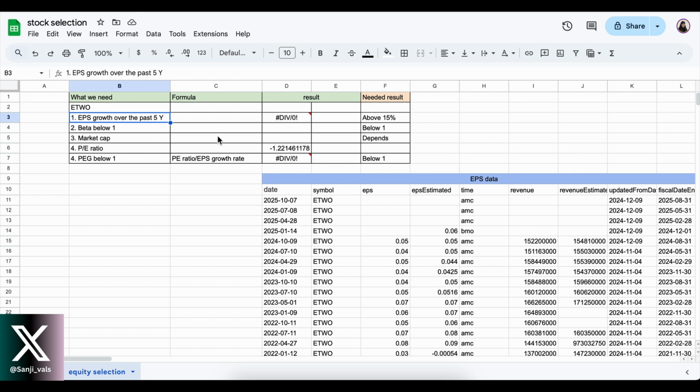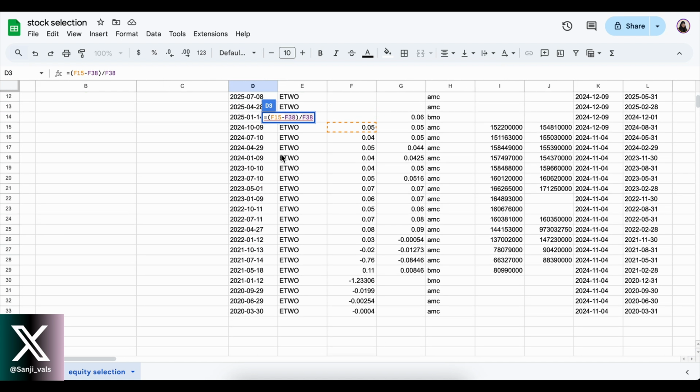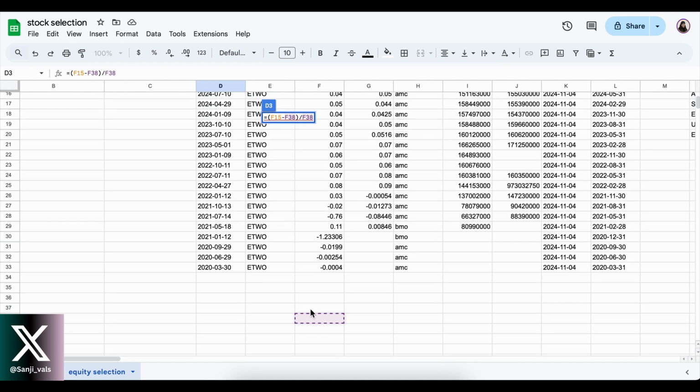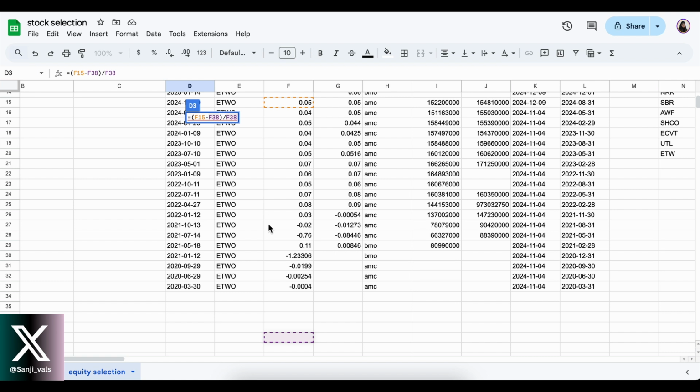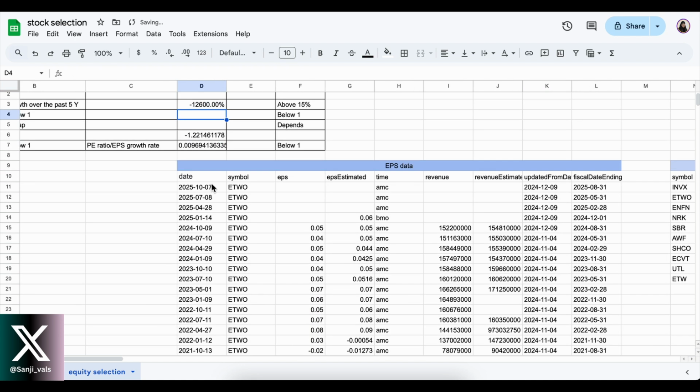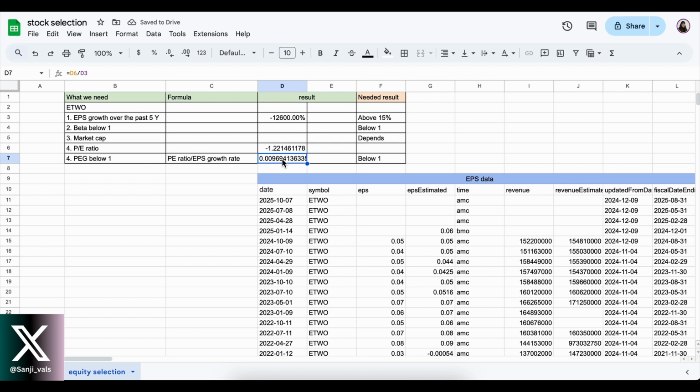Oh, it's not fetching the data. Let's see why. Yeah, because it doesn't have the EPS history that long. In this case, we can make a few corrections. So it's F33, like this. Yes, it has very small PEG ratio, which means that the share can be undervalued.